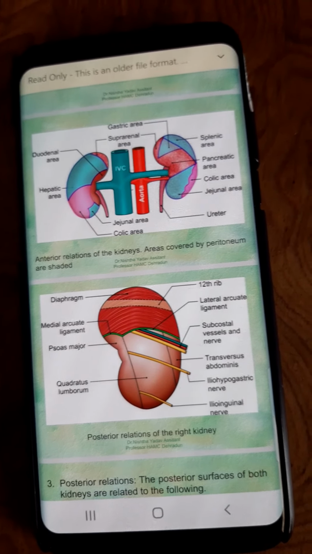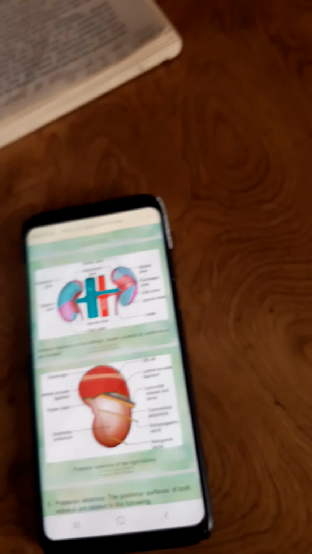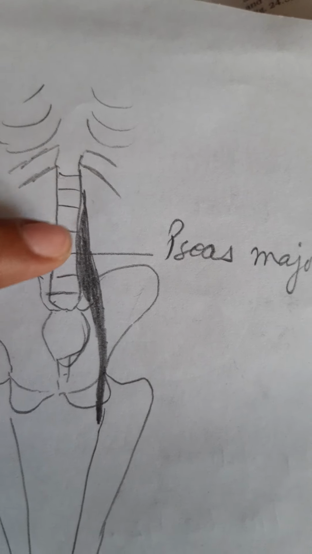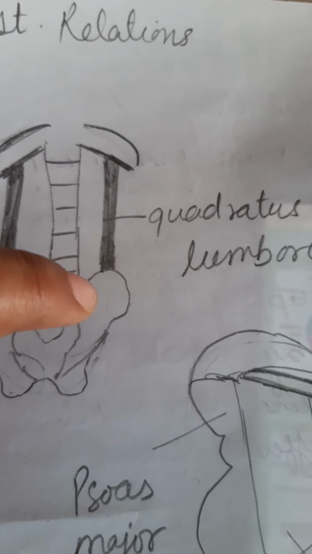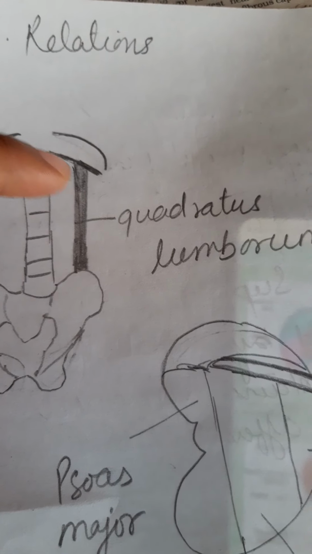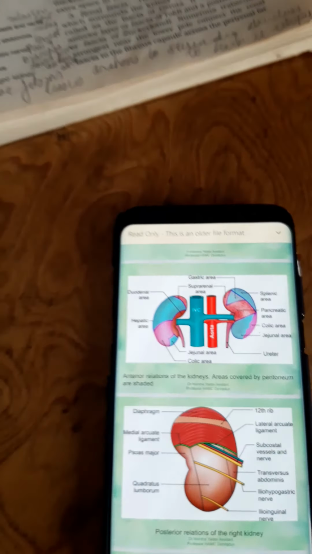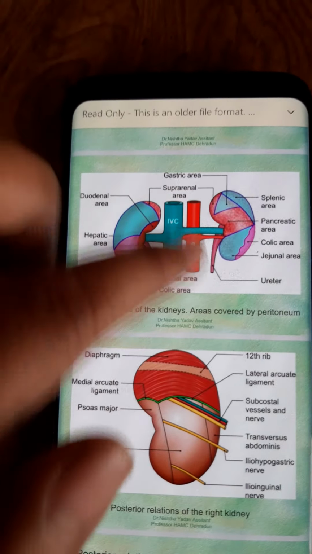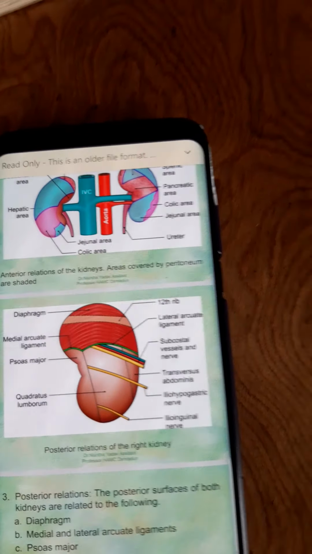If we see the structure of the psoas major muscle, it originates from the T12 to L4 vertebrae and inserts into the lesser trochanter of the femur. It lies posterior to the kidney. The quadratus lumborum originates from the iliac crest and inserts on the lower border of the last rib, the 12th rib, and it also lies posterior to the kidney. So these are the relations. The relations of the upper pole, medial border and the posterior surface are the same on both kidneys.